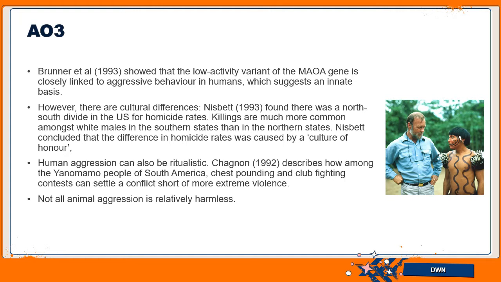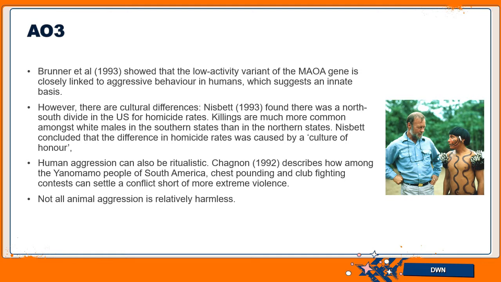In terms of AO3, all these points are expanded in detail in your text, but I'll just talk through them very briefly, and then you can make some decent notes. You can link all of this to what we learnt about last lesson and the MAOA variant gene. Brunner showed that this was closely linked to aggression, and that aggression was innate. Which again suggests we're like animals, basically.